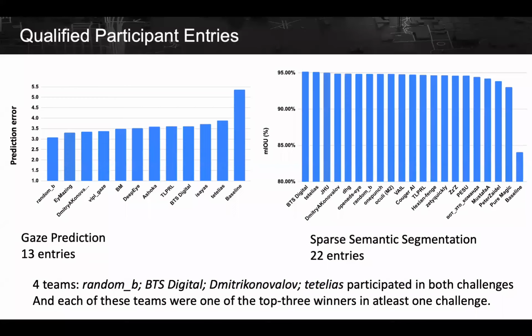In this slide, we present some numbers on the participation in the OpenEDS challenge. Gaze Prediction Challenge saw 13 qualified participant entries, and Sparse Segmentation Challenge saw 22 qualified participant entries. It was interesting to note that majority of the winning teams, which we will soon see, participated in both challenges, though these teams were winners only for one of the 2 challenges.